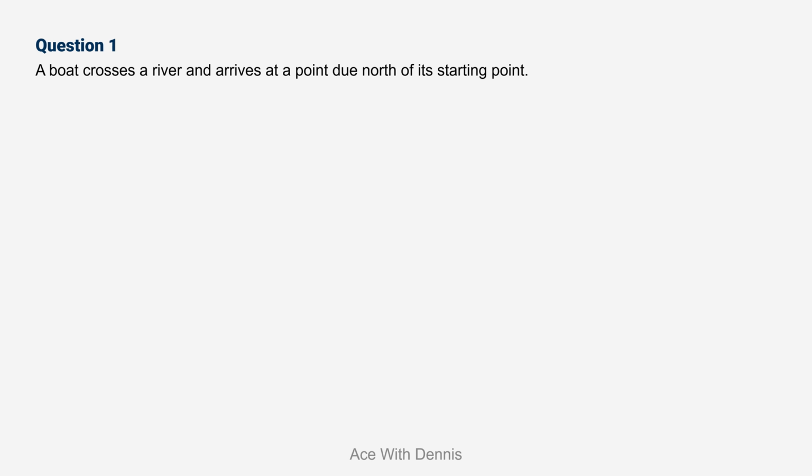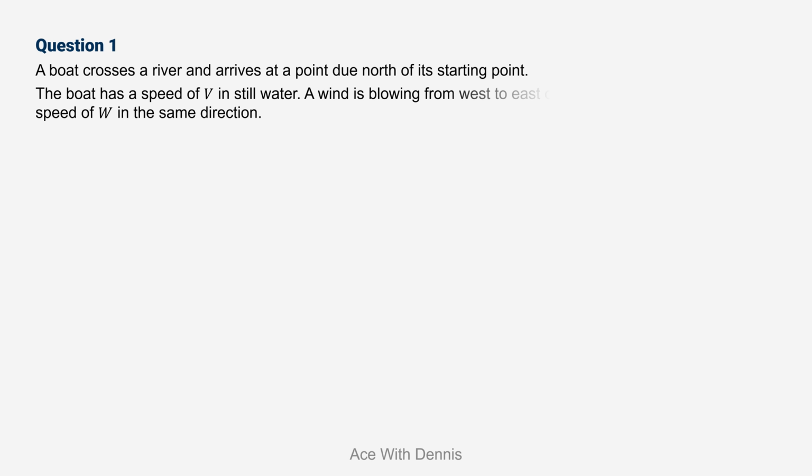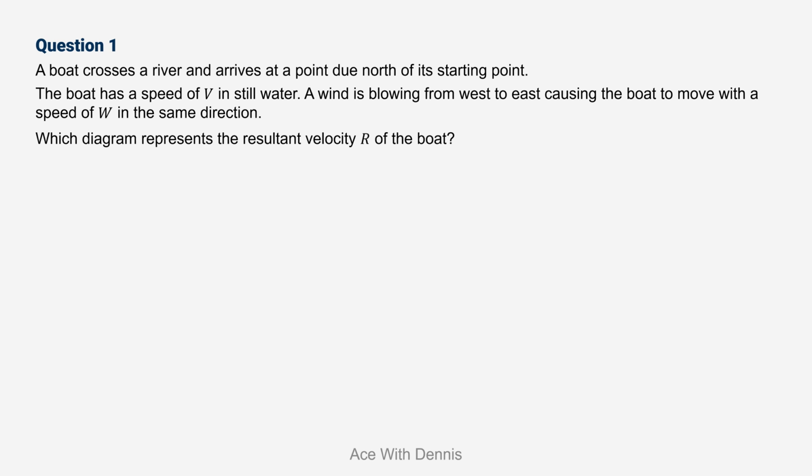Alright, now let's start discussing the paper. We start with question 1. A boat crosses a river and arrives at a point due north of its starting point. The boat has a speed of v in still water. A wind is blowing from west to east, causing the boat to move with a speed of w in the same direction. Which diagram represents the resultant velocity r of the boat?